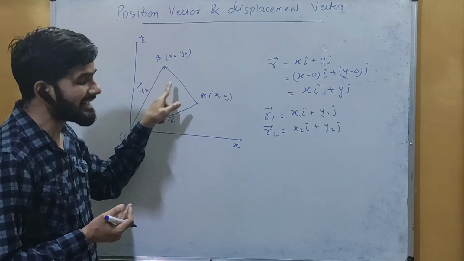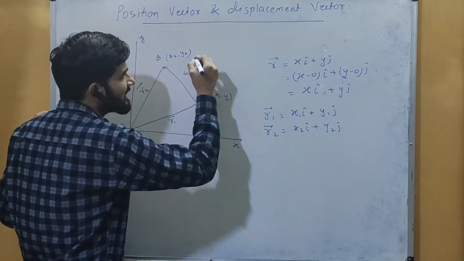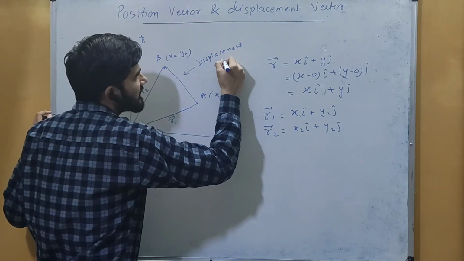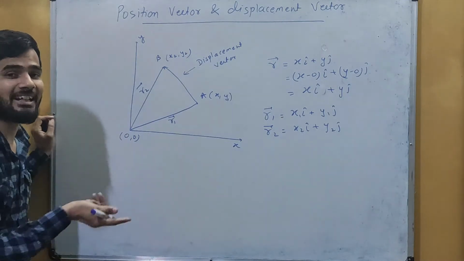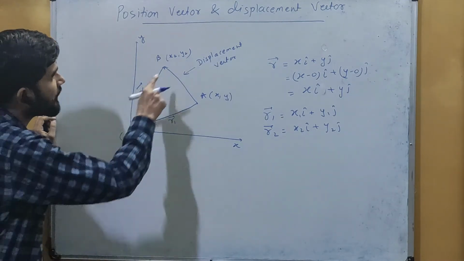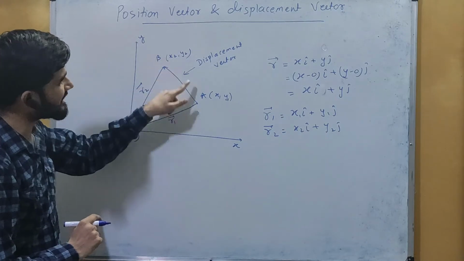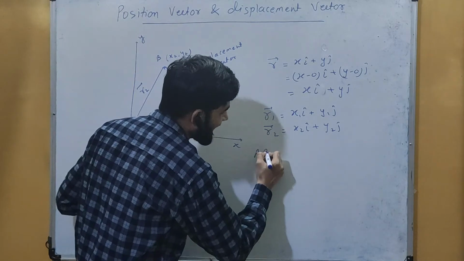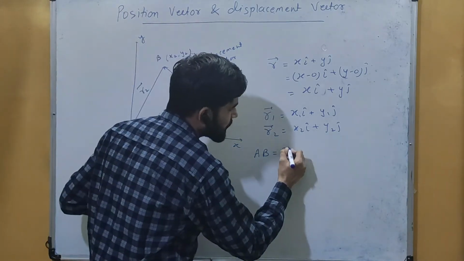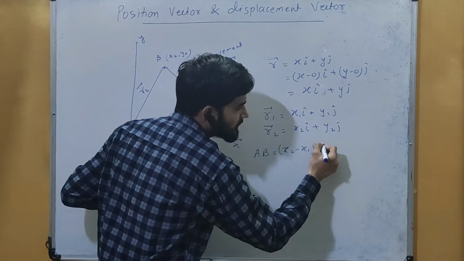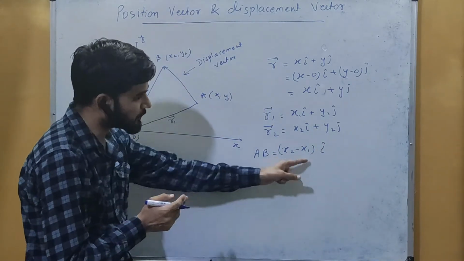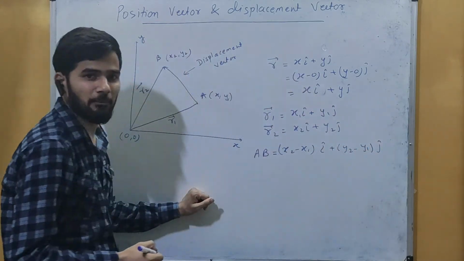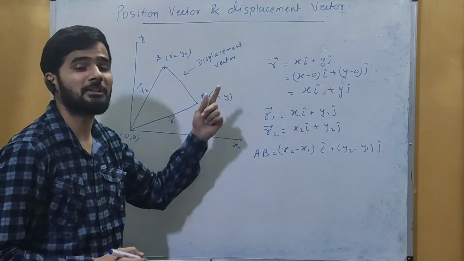So if you want to find the displacement, you can say this vector represents the displacement vector. So how to write this displacement vector? That is final minus initial. Now here we have to subtract x1 from x2 and y1 from y2. So this displacement vector AB is equals to x2 minus x1, and they both are along the x-axis, that's why i cap, plus y2 minus y1 j cap. So in this way we can represent a displacement vector.